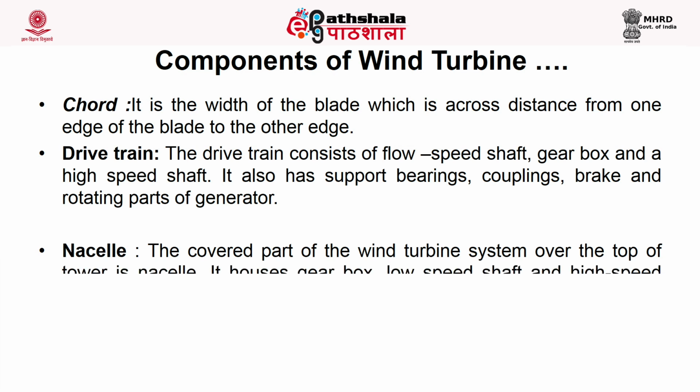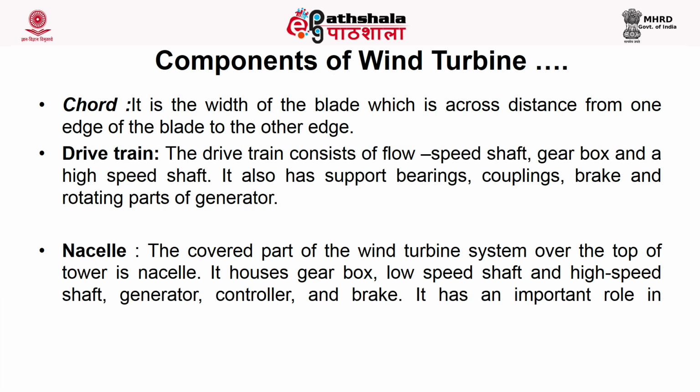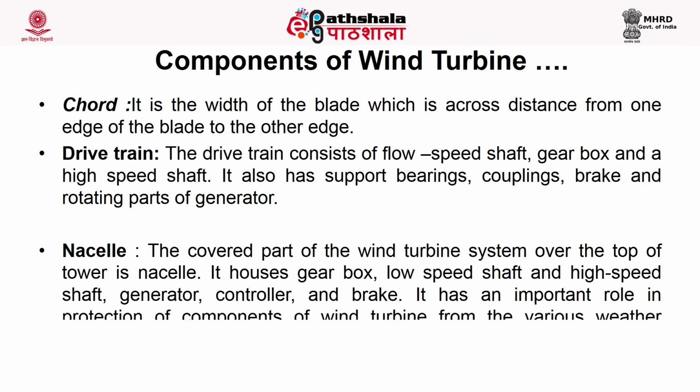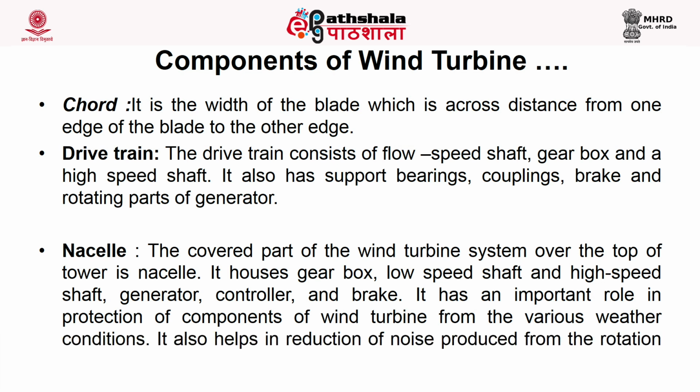Nacelle. This is the covered part of a wind turbine system over the top of a tower. It houses the gearbox, low speed shaft and high speed shaft, generator, controller and the brake. It has an important role in the protection of components of the wind turbine from various weather conditions. It also helps in the reduction of noise that is produced from the rotation of the wind turbine. So, the nacelle is the covered part.